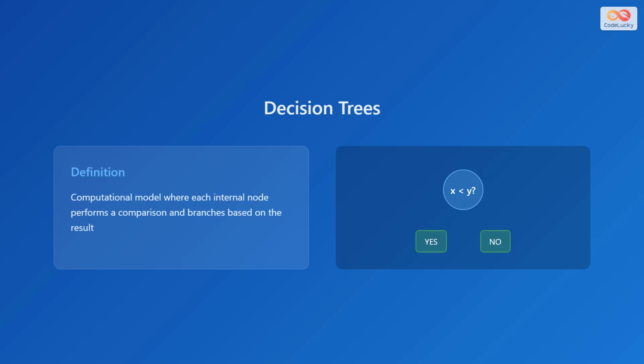A decision tree is a computational model where each internal node performs a comparison, and the computation branches based on the result. For example, at a node, we might compare x and y, branching to one path if x is less than y, and to another path if x is not less than y.